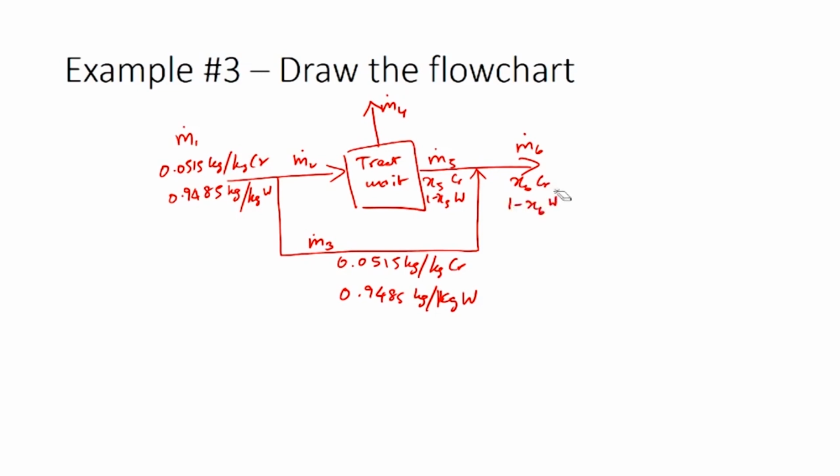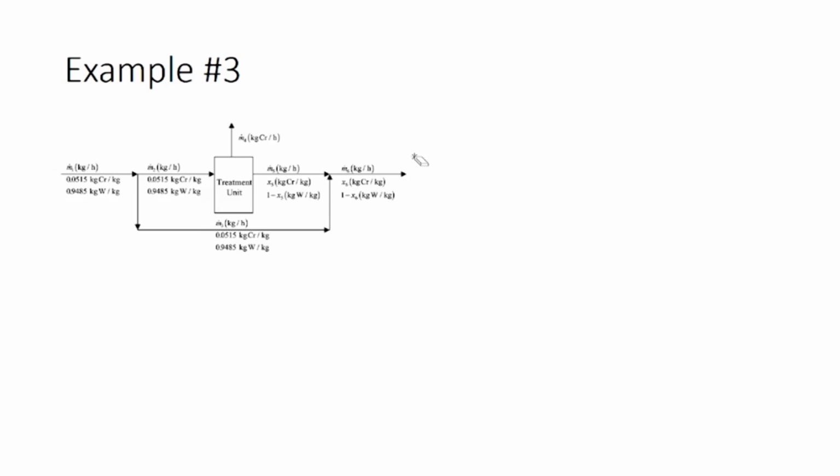The stream that is being recycled back contains only chromium, and we know that it is 95% of the chromium entering the treatment unit. So, here we have the flow chart, and now let us solve the material balances so that we can calculate the mass flow rates. We have been told that the basis for our calculations is 6000 kilograms per hour being fed. So, this M1 dot would be 6000 kilograms per hour.